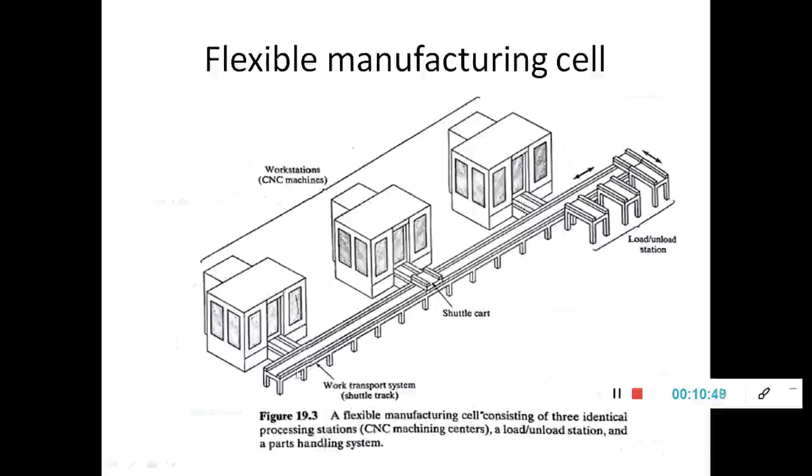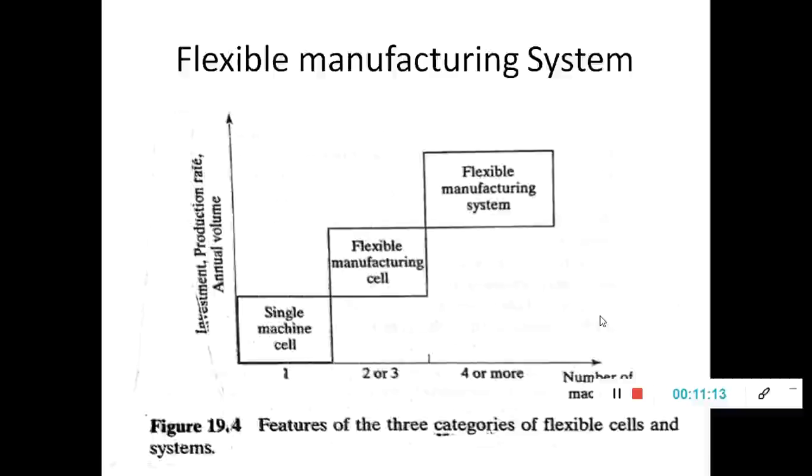So the part which is entering into the first workstation, after completion it is transferred to the second workstation. After completion of this, it is transferred to the third workstation. Finally it is stored into the part storage system. So with this, the number of processing operations are going to be increased in a single product. Okay, that is a flexible manufacturing cell.